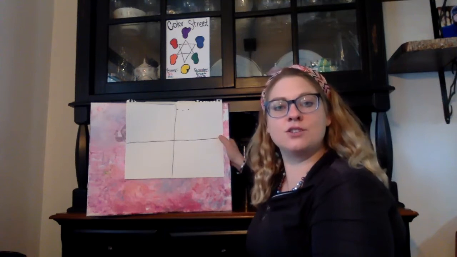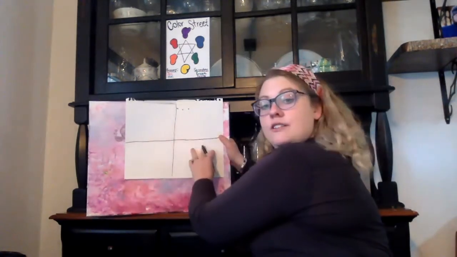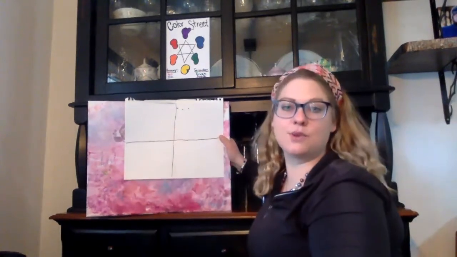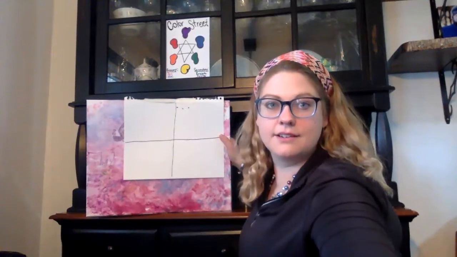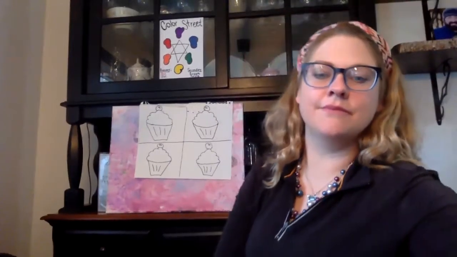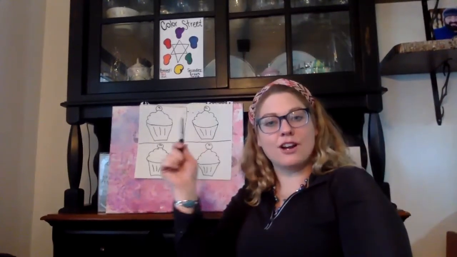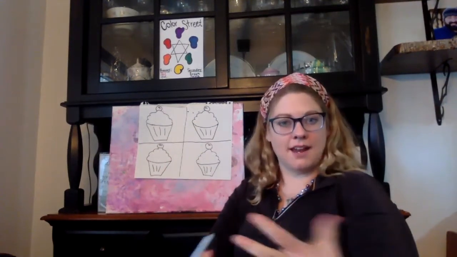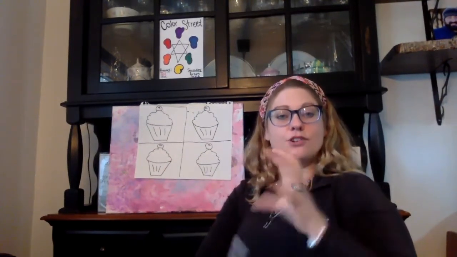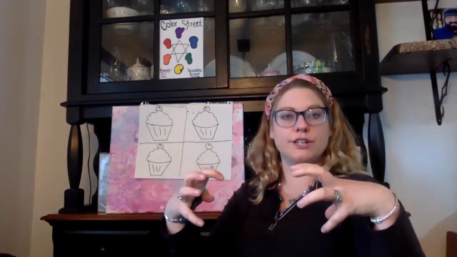The next thing to do is carefully draw your image in each section as identical to the last one as you possibly can. All right, so behind me you can see that I have 4 cupcakes, and I've tried to draw them as alike as I can. And you want them to be centered, and you want them to fill the whole square so that they look really, really good.